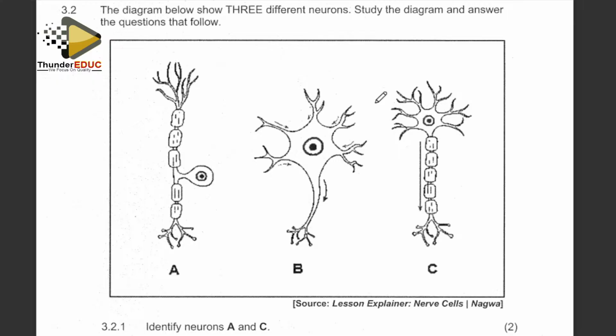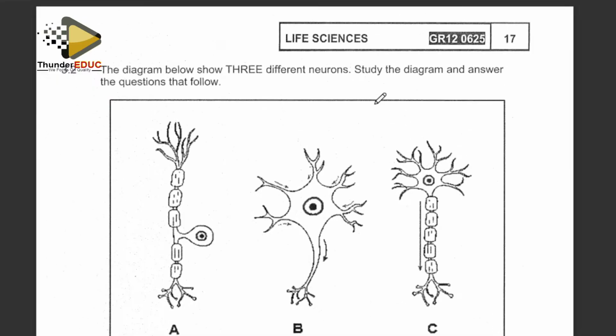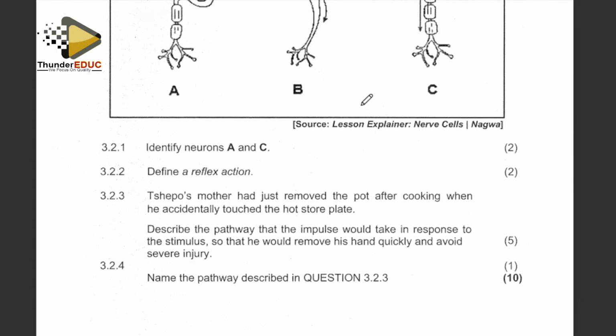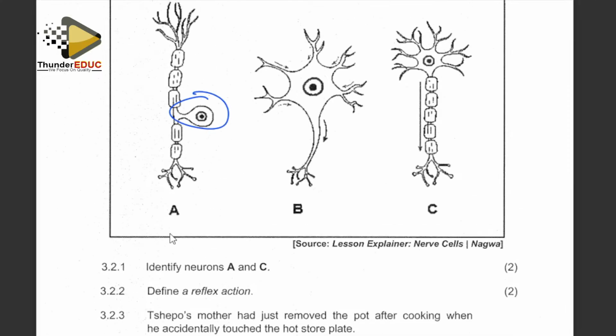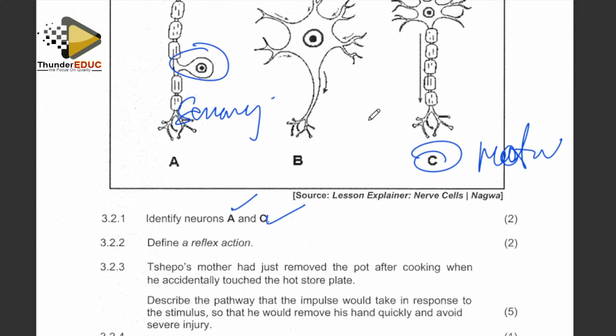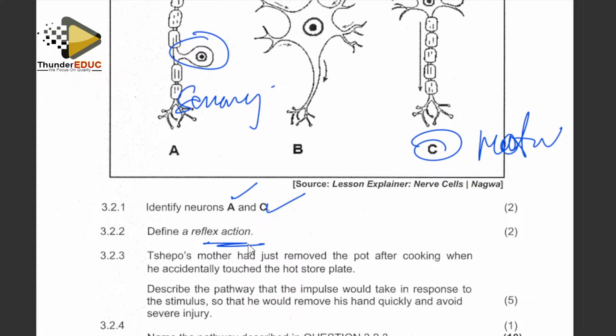We got the next question, 3.2. The same diagram below shows 3 different neurons. Identify neuron A. A is a sensory neuron. Check the cell body. So sensory neuron, and then C is motor neuron. What is a reflex action? It is a rapid automatic response to the stimulus.